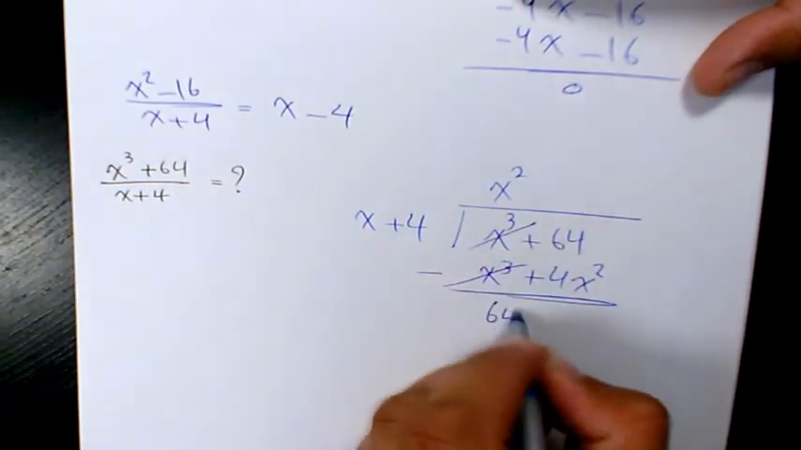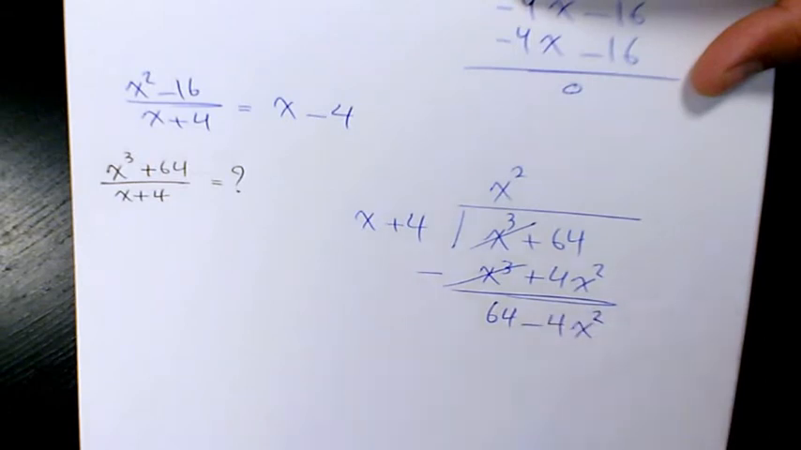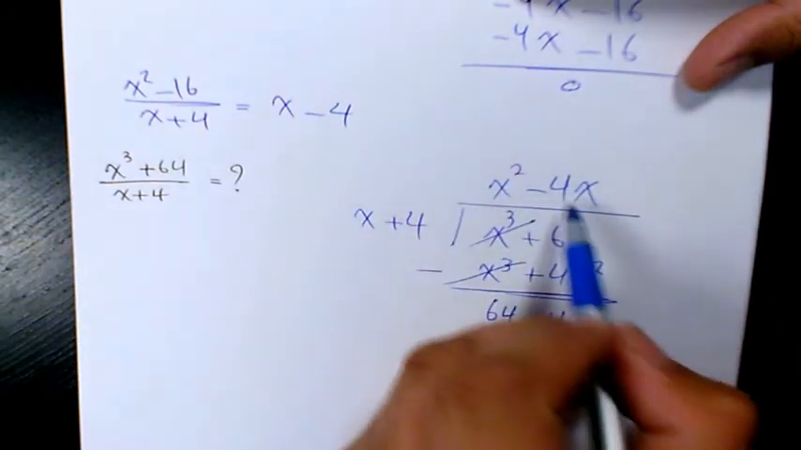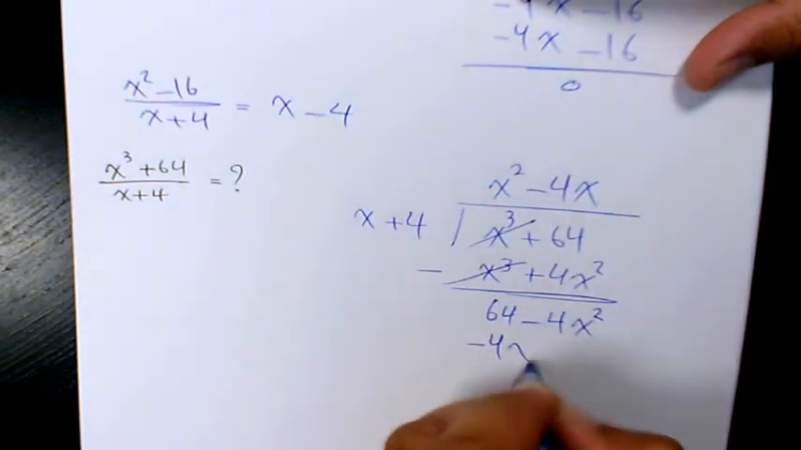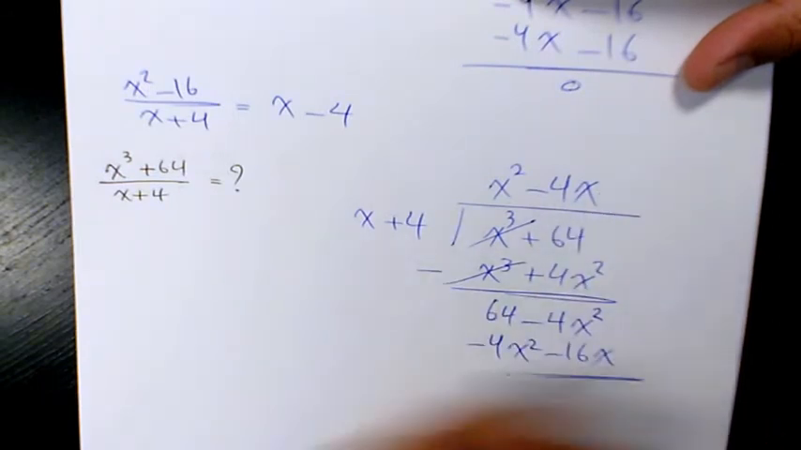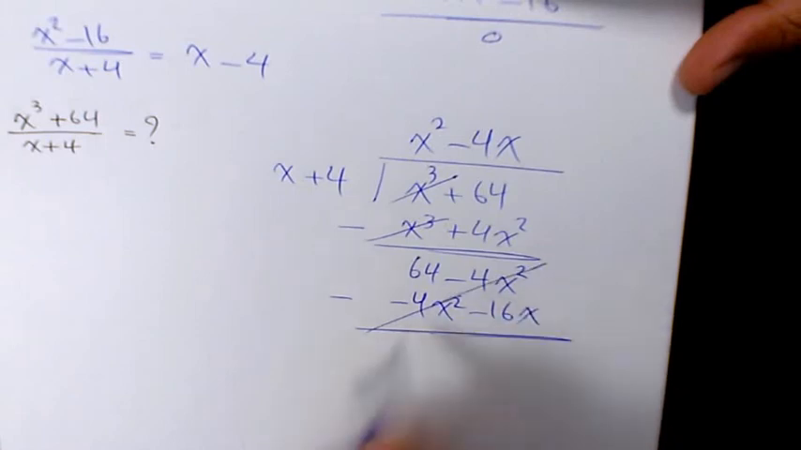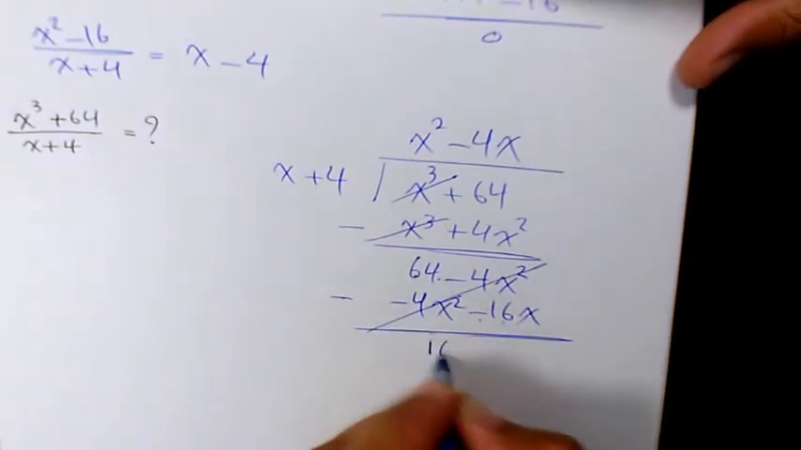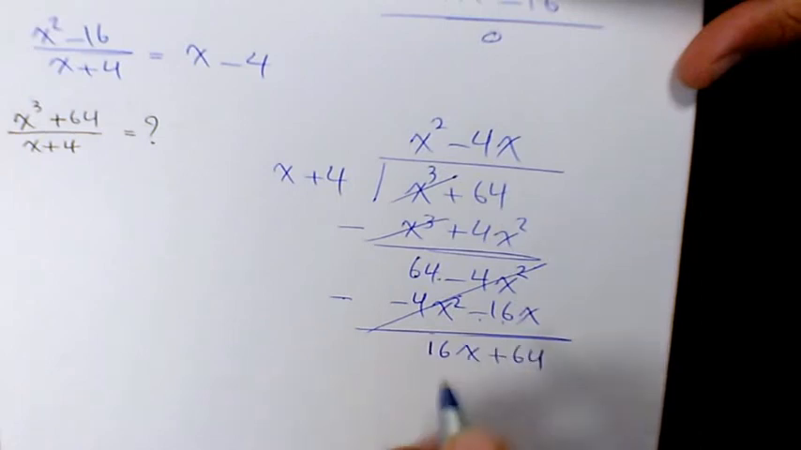You have negative 4x squared plus 64. This term has the largest exponent, so negative 4x squared divided by x is going to be negative 4x. Negative 4x times x is going to be negative 4x squared. Negative 4x times 4 is going to be negative 16x. When you subtract it, these two cancel out, and we have 64 minus negative 16x, which is 16x plus 64.